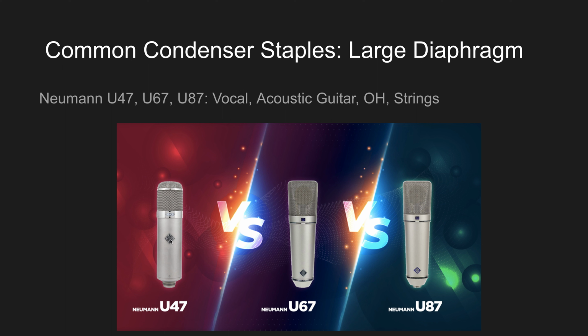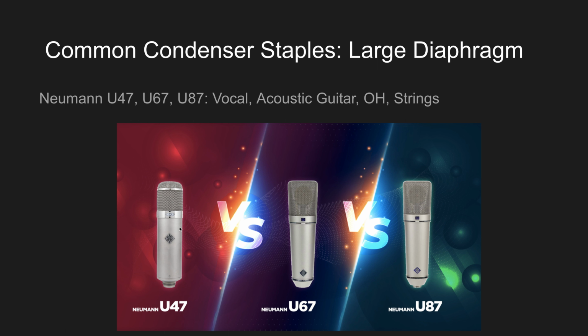The U67 and U87 are in the same vein, with a different frequency response for sure. But vocal, acoustic guitar, overhead, strings, percussion, anything. The Beatles used a 47 on their guitar in some recordings. You can use it on pretty much anything.